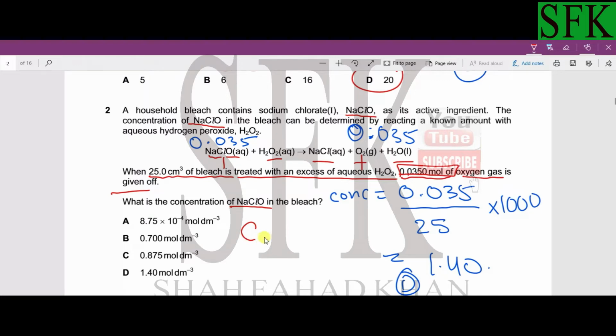The formula for concentration in mol per dm³ is concentration equals moles divided by volume. Volume must be in dm³ because it's mol per dm³. The volume in the question is 25 cm³ of the bleach solution. So we divide 0.035 by 25 and multiply the whole thing by 1000 to get our answer, which is 1.4 mol per dm³. We multiplied by 1000 to convert it into dm³, and so D is our correct answer.